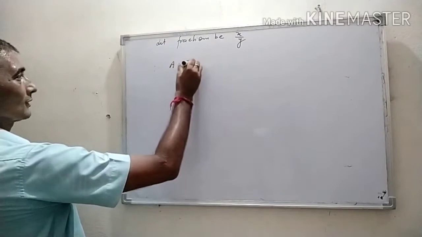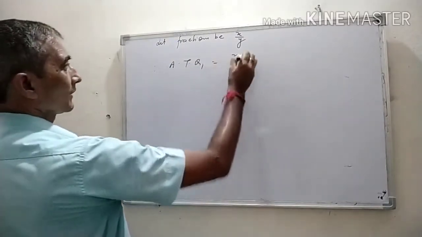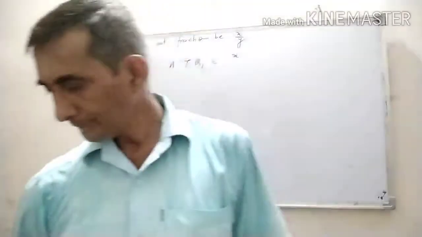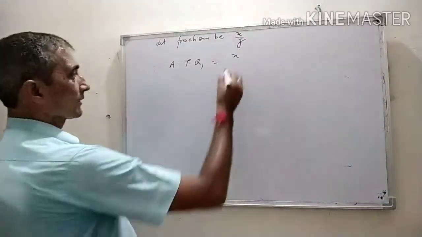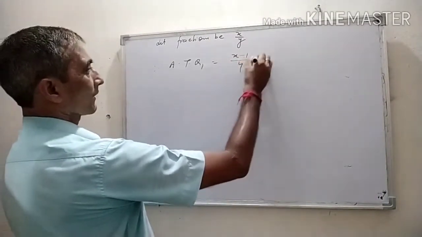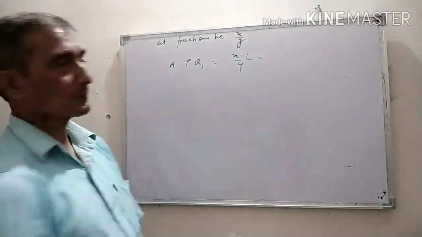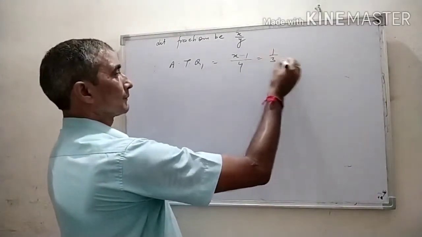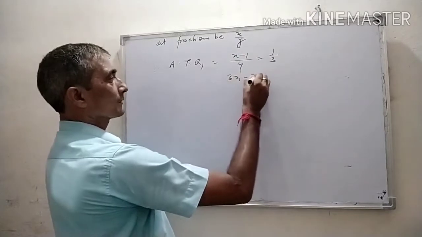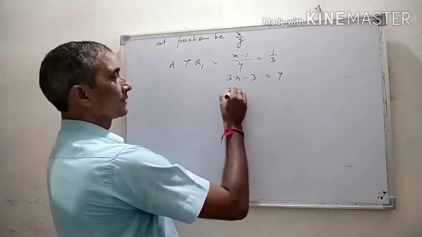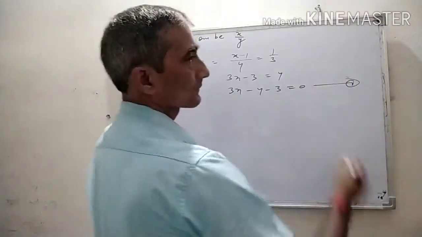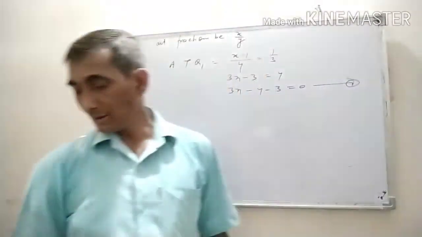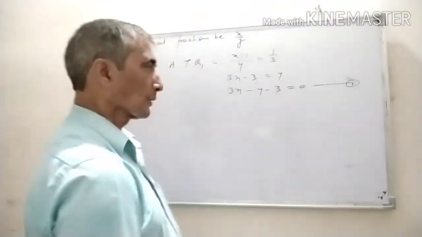When 1 is subtracted from the numerator, x minus 1 upon y, it becomes 1 by 3. By cross multiplication 3x minus 3 equal to y. Now 3x minus y minus 3 equal to 0, now first. And according to the second condition, it becomes 1 by 4.